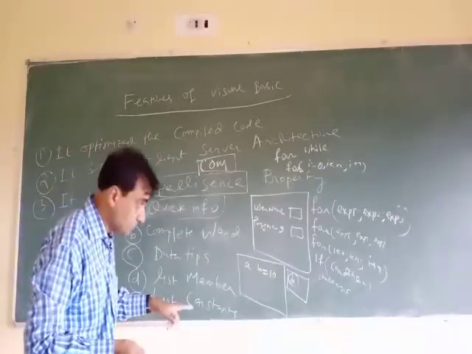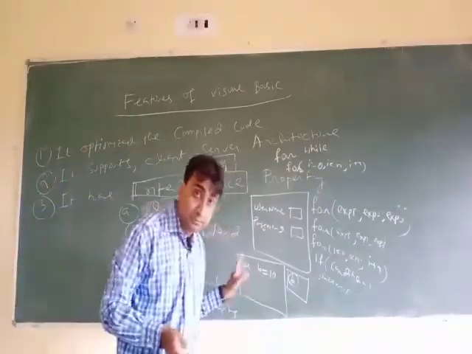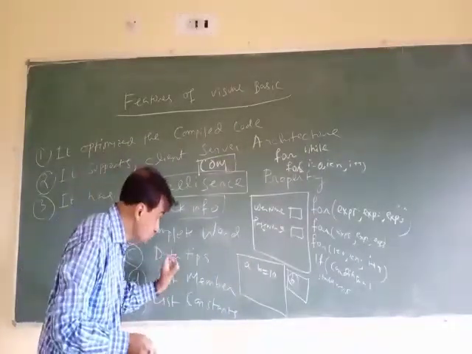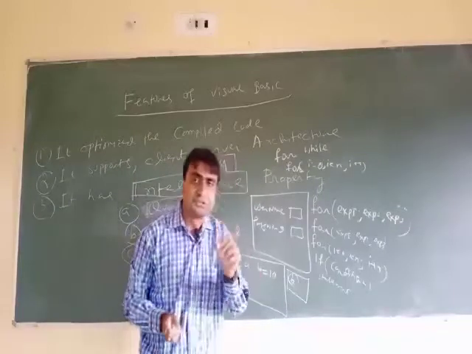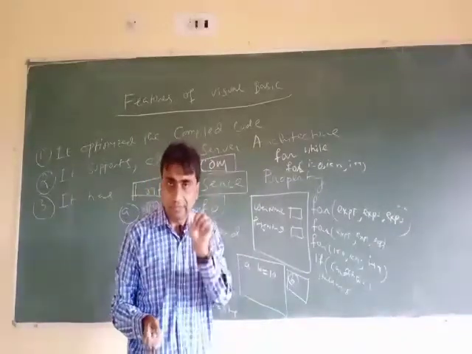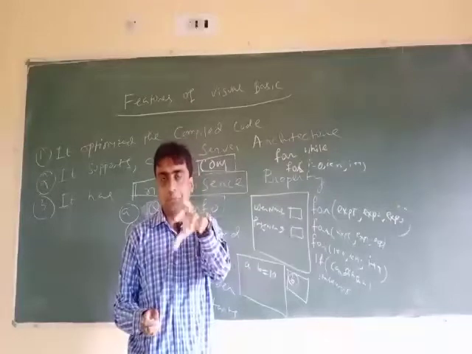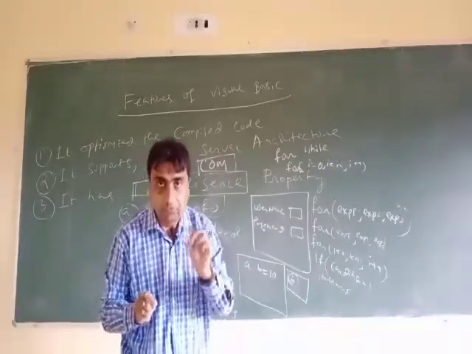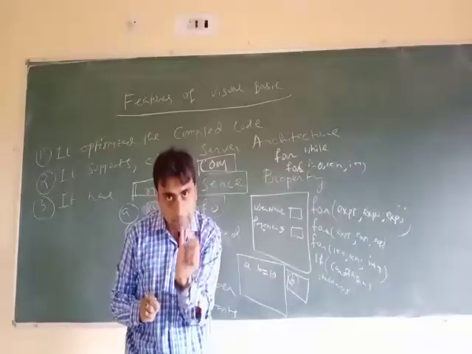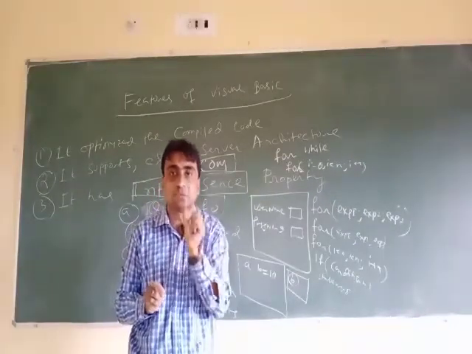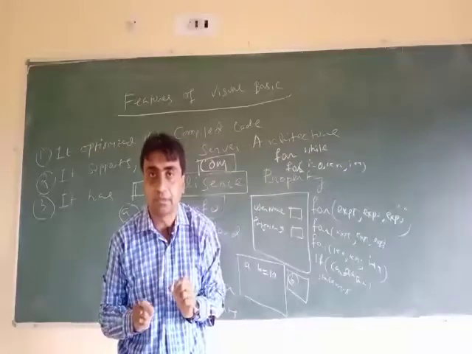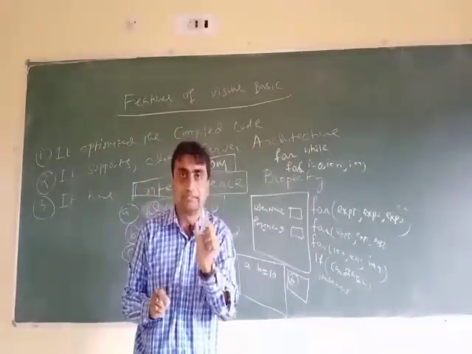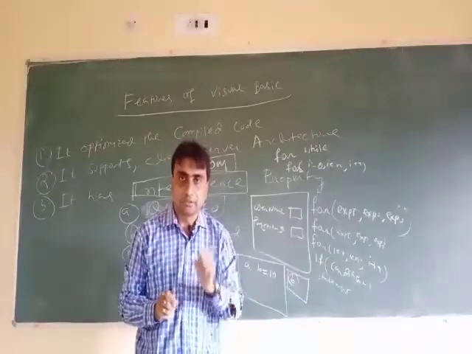In data tips what happens? The value of a variable is shown in a separate tooltip window. This is used for tips, which gives a hint. I'll give you an example. See, in a computer, what happens? On the desktop, if you keep your cursor on the recycle bin, immediately a pop-up message will come: recycle bin. If you keep it on C drive, D drive, E drive, immediately it will show C drive, D drive, E drive.